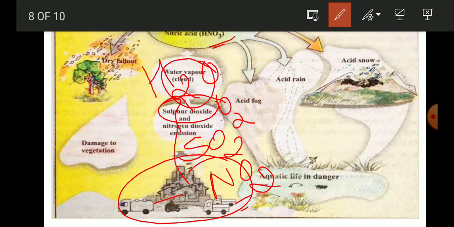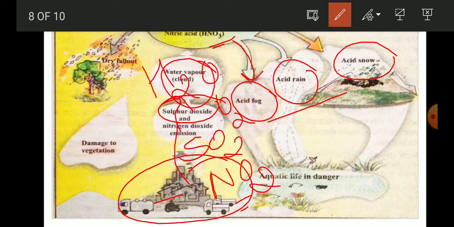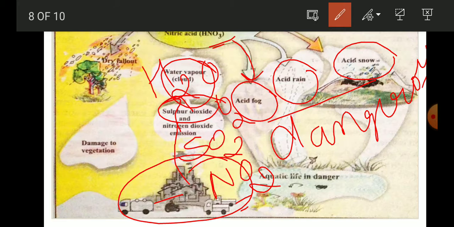And now this acid comes in the form of acid fog, or in the form of acidic rain, or in the form of acid snow. Okay, so these all forms are so dangerous. These are so dangerous to us.